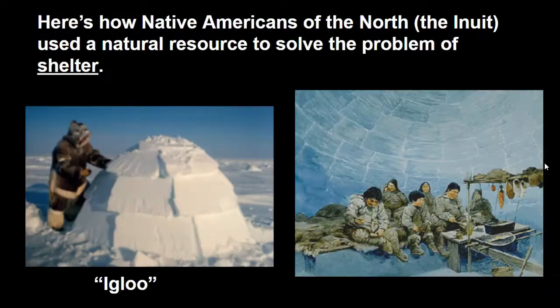Native Americans also adapted to the cold weather with certain types of shelters called igloos. Now, these are Native Americans of the North called the Inuit, and they have taken a natural resource, snow, and used it to build a home, an igloo.